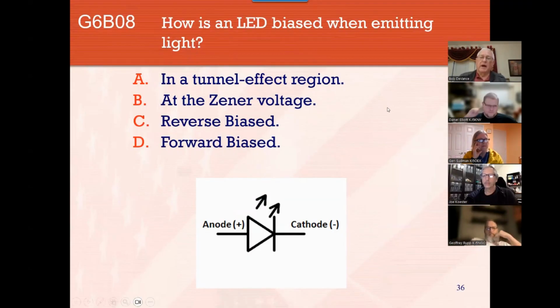So how is it biased? It's biased forward like all diodes, so it has to flow right through the cathode, through the anode, and when it does that, then the diode will emit its light.